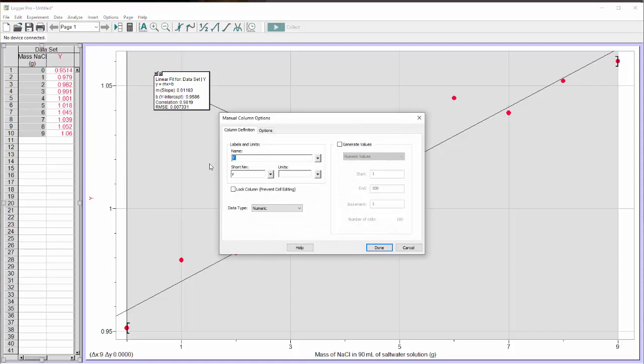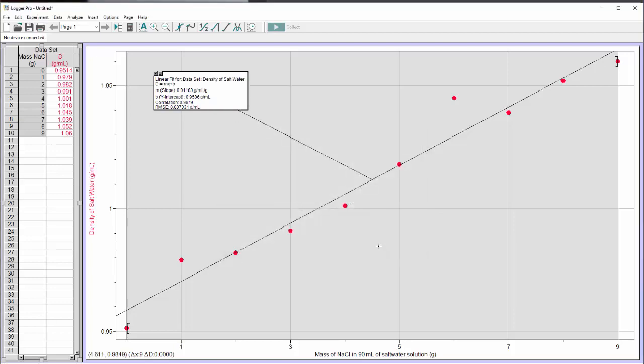What was on the vertical axis? Density. Actually, that probably ought to be two separate words, I guess. I don't know if salt water can be one word or not. Short name, I'm just going to put in D for density. Again, I don't need the table itself. I just need to label it. And what units do we use for density? In this case, grams per milliliter. Okay. If I click done, now my vertical axis is labeled properly. Okay.